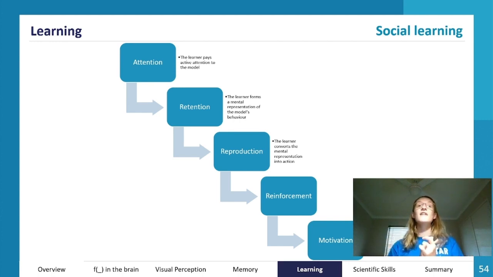Number 3 is reproduction. So the learner converts the mental representation into action, but they actually don't perform the behavior yet. The learner must have the physical and intellectual ability to convert the representation that we got in retention into action. So for example, if my sister was doing a really cool skateboard trick, reproduction is referring to, do I have the intellectual and physical capacity to reproduce this behavior? If yes, we can move on to reinforcement, the next stage. But if not, if I'm unable to do this skateboard trick because maybe I'm physically unable to skate, maybe my balance isn't very good, or maybe I'm just really bad at skateboarding, that means I actually can't learn that behavior because I don't have the physical or intellectual ability to reproduce it.